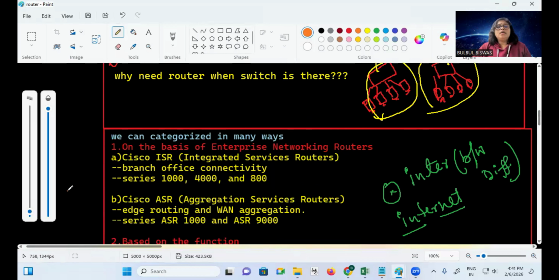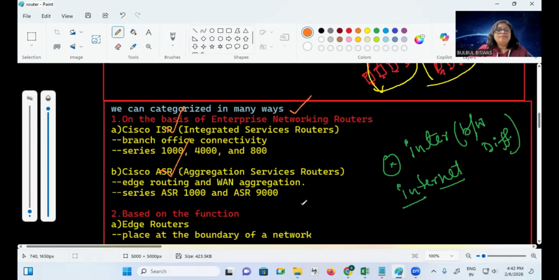First, on the basis of enterprise networking: when a big organization goes for networking and designs its network, it considers the router as 2 types. One is the ISR, another is the ASR. ISR is the integrated services router, and ASR is the aggregation services router. ISR is used in branch office connectivity, whereas ASR is used for edge routing and WAN aggregation. 1000, 4800, all are good series for the ISR, whereas 9000 is one of the best series for ASR.